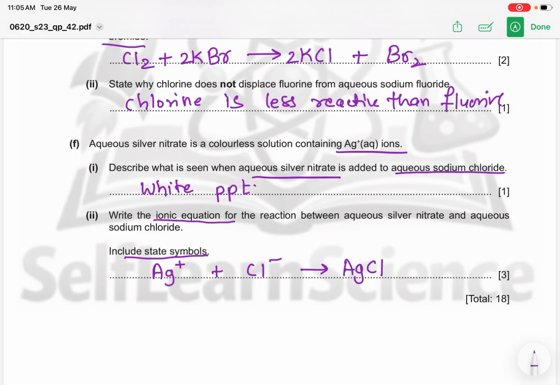Now we have to write the state symbols. Here you see we have used aqueous silver nitrate, meaning it will be aq for Ag+. Similarly, we have used aqueous sodium chloride. Chloride comes from sodium chloride, so that is also in the aqueous state. And we have got a white precipitate, meaning the AgCl that is formed is a solid, a precipitate.